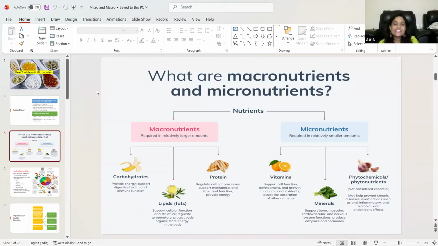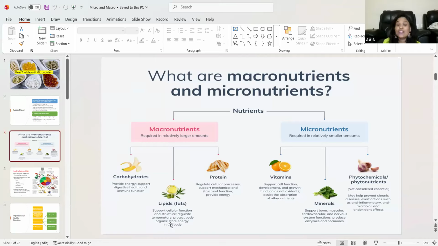So, micronutrients, carbohydrates, lipids. Lipids means fats. The importance of fats: they support cellular function and structure, regulate temperature, protect body organs, and store energy in the body. For example, if any one of us has no carbohydrate the whole day, our body utilizes energy from stored fat. Fat is also very important for the absorption of particular nutrients in our body.